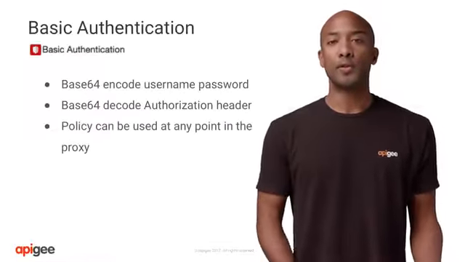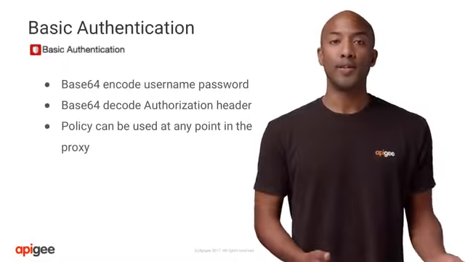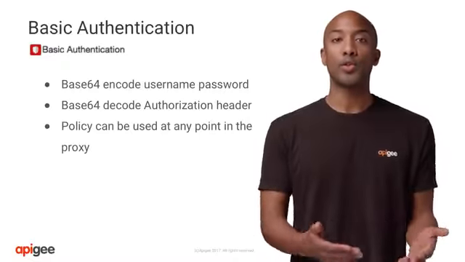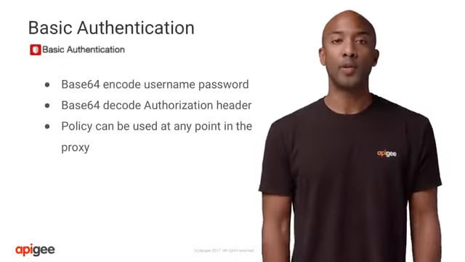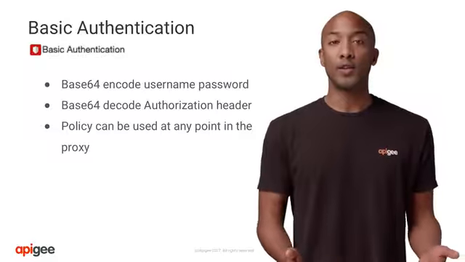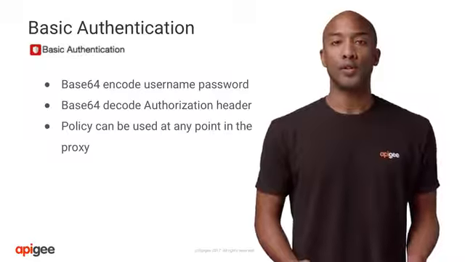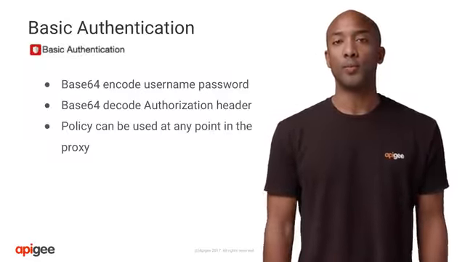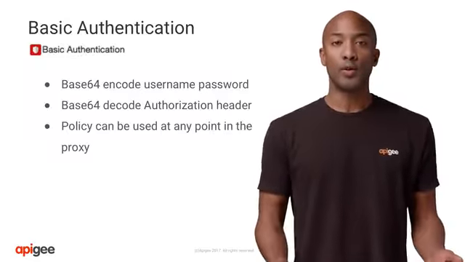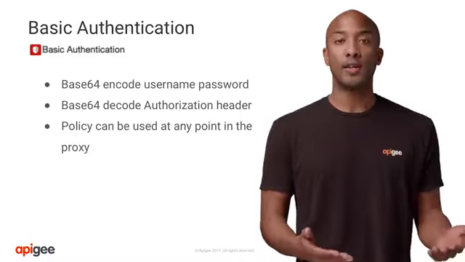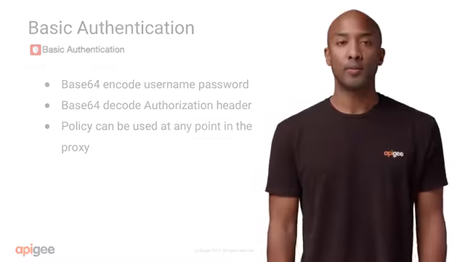This policy performs two actions. First, it will base64 encode a username and password to be sent to your backend system. Typically, this is sent in the authorization header. It will also base64 decode an authorization header to obtain the username and password. Once you have the decoded username and password, you can validate it against your user database.